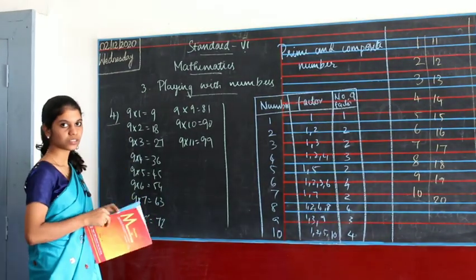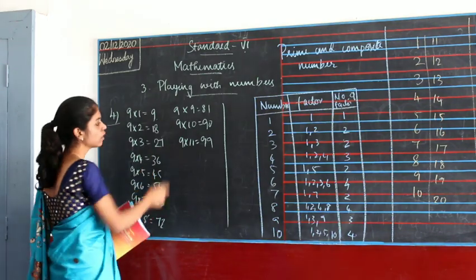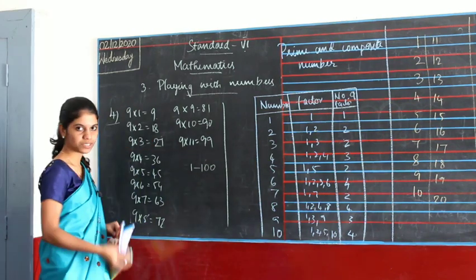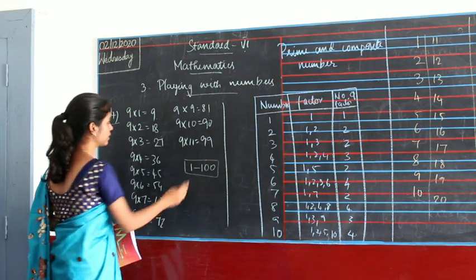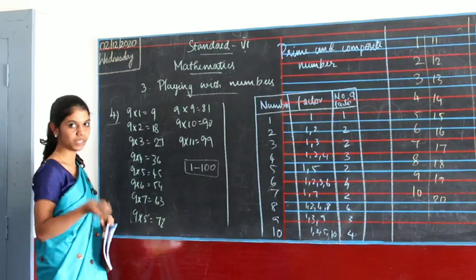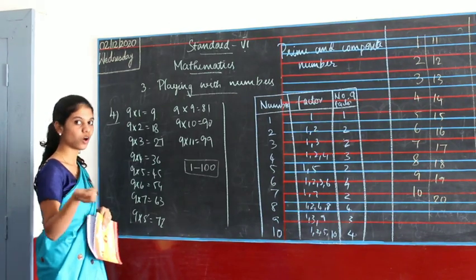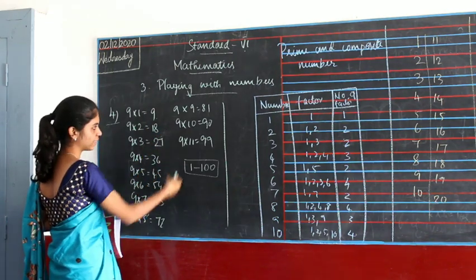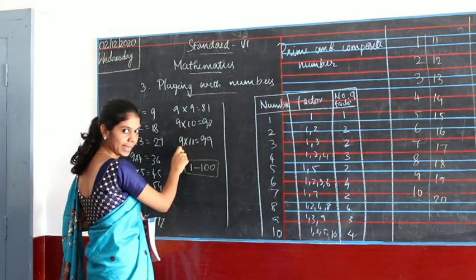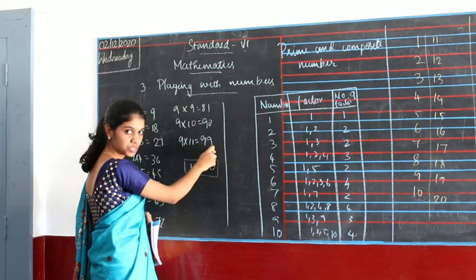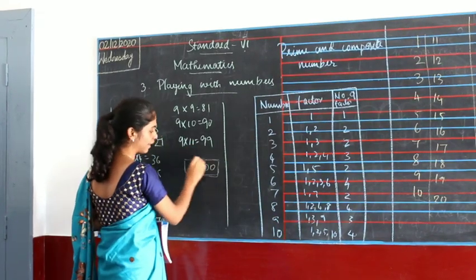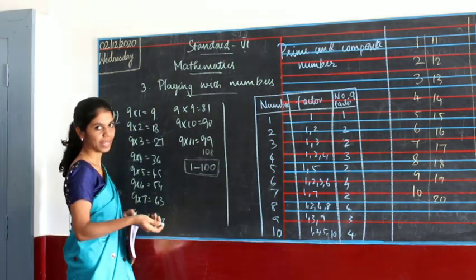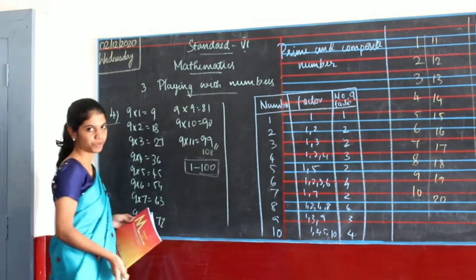They asked us to find the multiples of 9 below 100. So from 1 to 100, we are going to write the multiples of 9. That is, we are going to write the 9 table until you get the number 100 or before that. 9 ones are 9, 9 twos are 18, and you keep writing the 9 table. At 9 into 11 you will get 99, which is less than 100, and after that you will get 108, which is greater than 100. So till 11 you have to write.